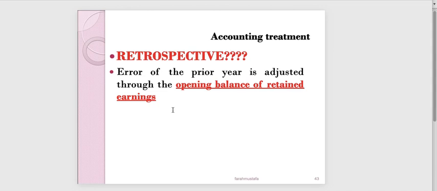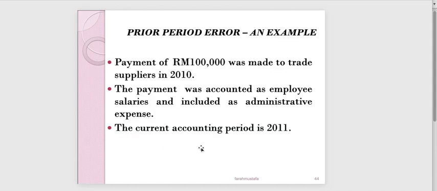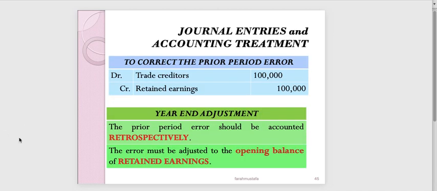For example, just now the error was you added to the salary account, and that happened in the previous year. If it happened in the previous year, you cannot add salary in this year. You have to adjust the opening balance of the retained profit. For example, here a payment of 100,000 was made to a trade supplier. The payment was accounted as employee salary, and the current accounting period is 2011. The error happened in 2010. So this is considered a previous year error. You have to do the adjustment.